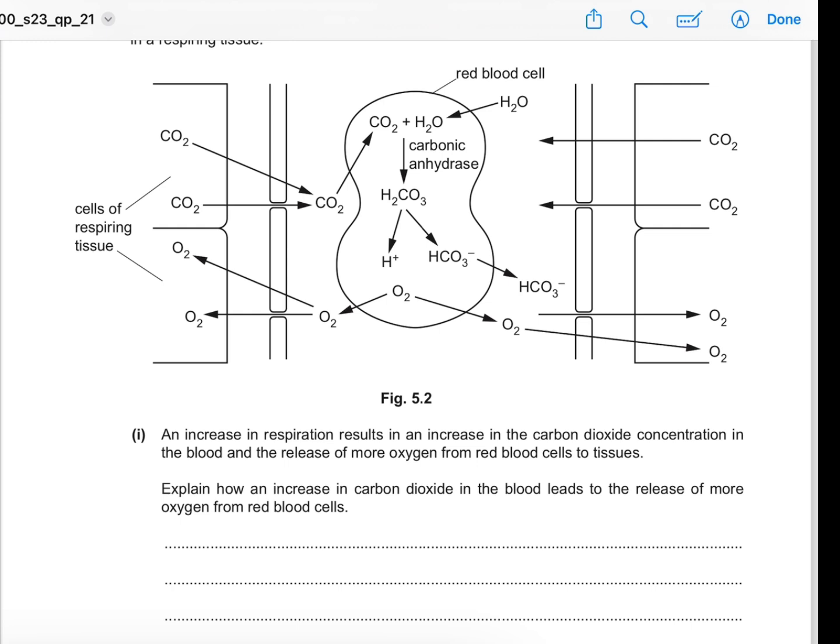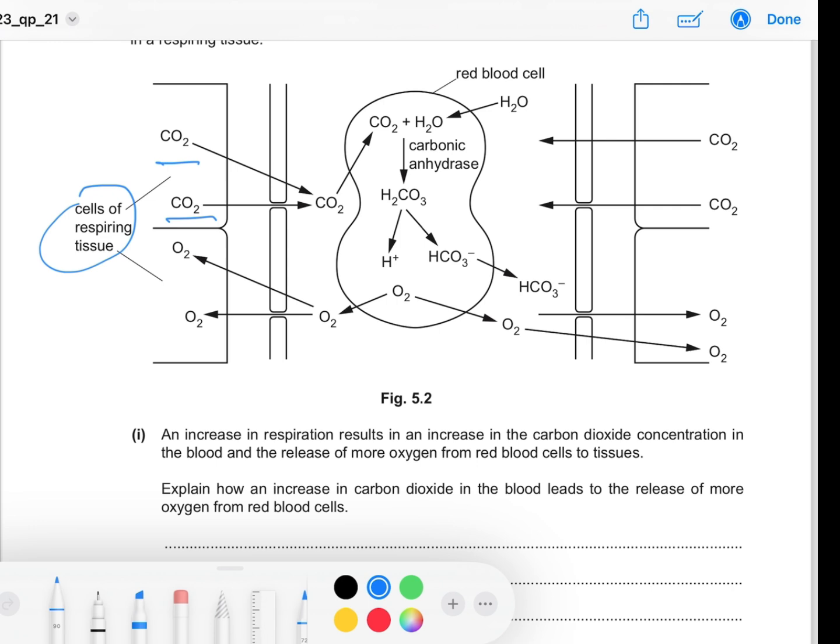You have cell of respiring tissues where you will have carbon dioxide being produced from respiration. Okay, so carbon dioxide will move into the blood and oxygen will move from red blood cells back towards the respiring tissue. Now, the carbon dioxide which diffuses from respiring tissue will move into the red blood cell.